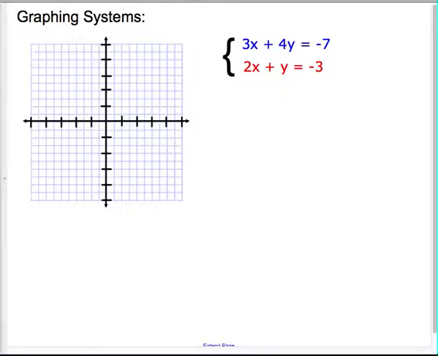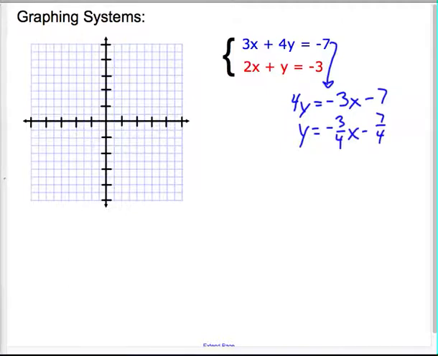Graphing systems. So for my first equation, I notice that both of those intercepts will be fractions. So I'm going to go ahead and solve for y. Subtracting 3x from both sides and dividing by 4. When I plot y-intercepts, I like them to be as mixed numbers so I know where I'm plotting them. So -7/4 is the same as -1 3/4, so just shy of -2. And then my slope is -3/4.